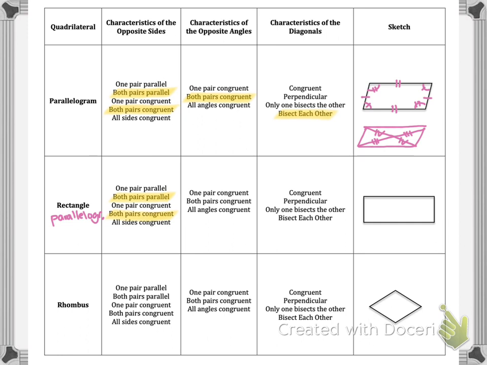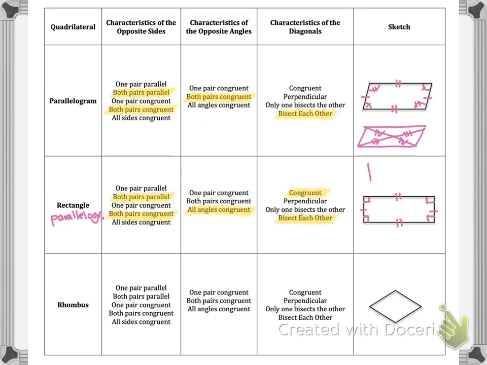We know even further that all angles in a rectangle are congruent. And because all of the angles in the rectangle are congruent, we also know that its diagonals are congruent and they bisect one another. So let's add all of this into the picture. We know that these opposite sides are congruent. We know that every angle is a 90-degree angle, and that means all the angles are congruent.